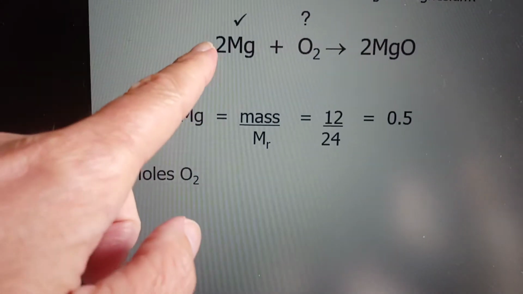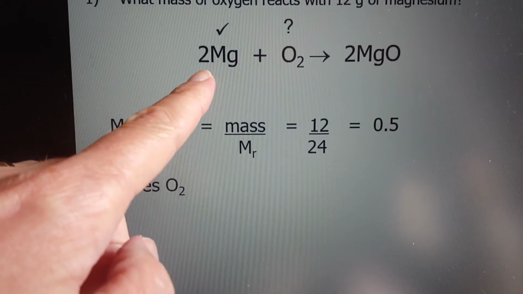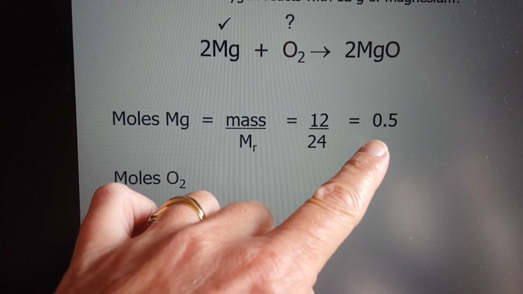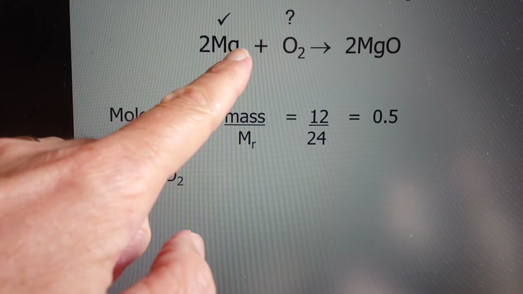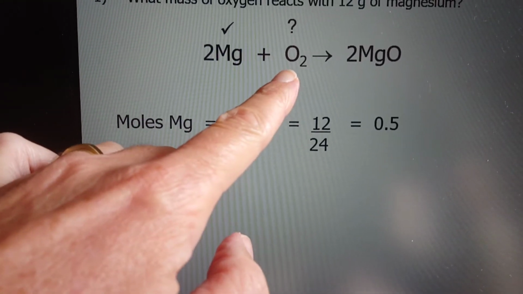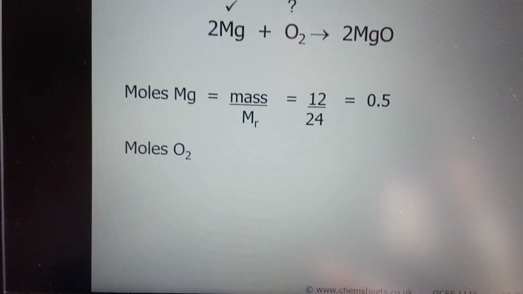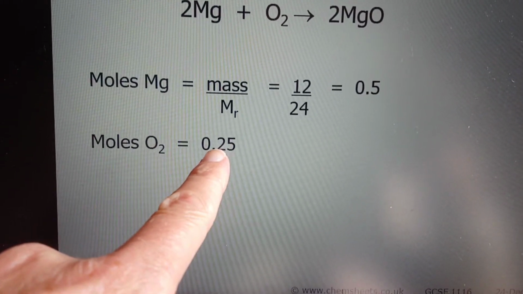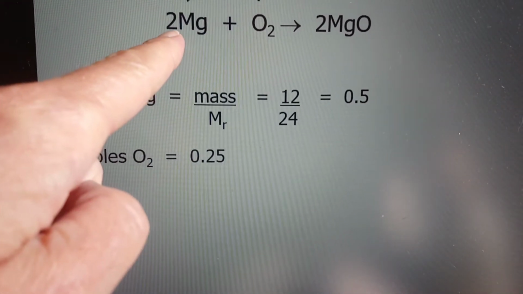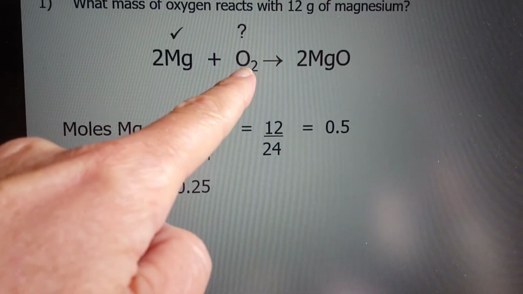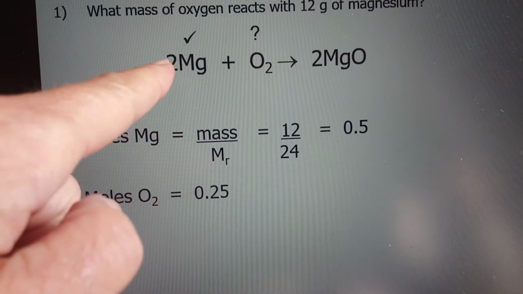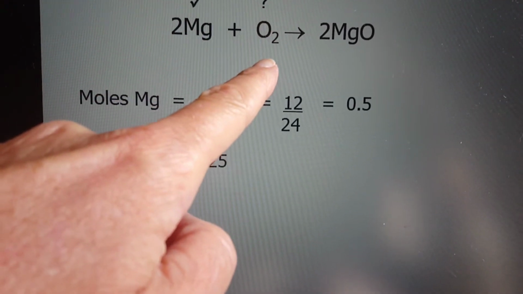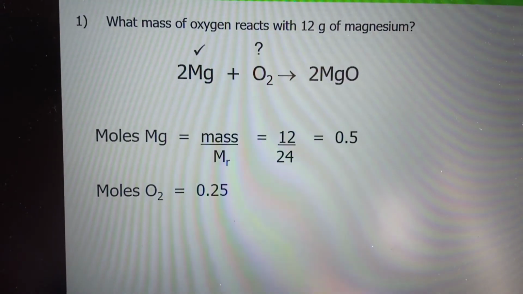So now we've got a ratio. So we know that really 2 moles of magnesium would react with 1 mole of oxygen, but we've only got 0.5 moles. So 0.5 moles of magnesium would react with half of that, which would be 0.25 moles. So our moles of oxygen is 0.25. So you're just doing a very simple ratio. If 2 moles of magnesium reacted with 1 mole of oxygen, therefore 0.5 moles of magnesium would react with 0.25 moles of oxygen.